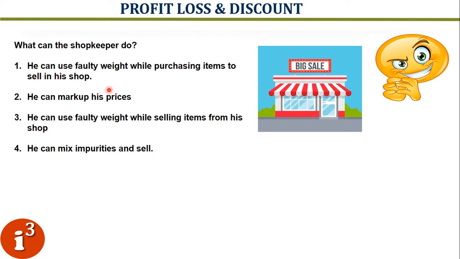He can use a faulty weight. He can tell that he can buy 1200 gram for every thousand, showing it to be 1000 gram. So while procuring, he can use faulty weight. He can mark up his prices. He can use faulty weight while selling to his customers. So both times he can use faulty weight, while procuring items for his shop and while selling to his customers.